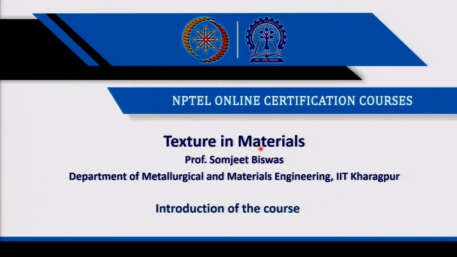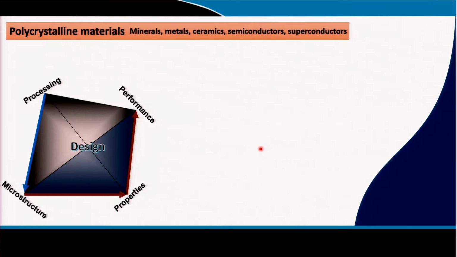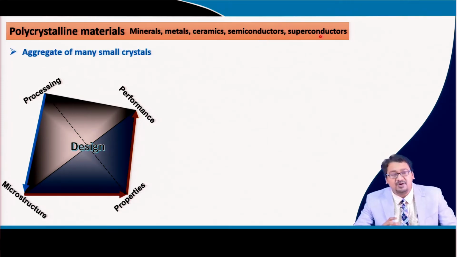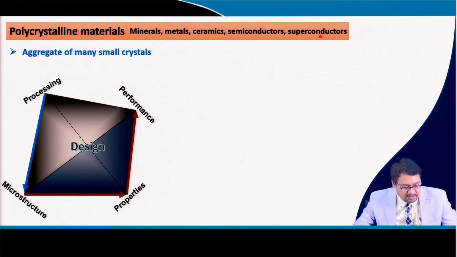I am going to introduce you to the course Texture in Materials. So, this is the very basic introduction to this course. You see, materials such as polycrystalline materials, which are basically minerals, metals, ceramics, semiconductors or superconductors, are made up of many small crystals. So, they are made up of aggregate of many crystals.